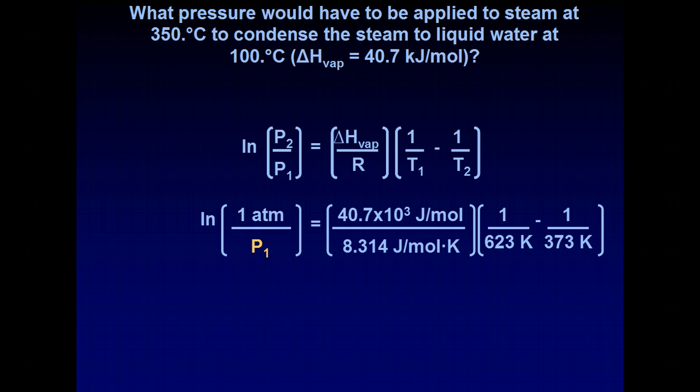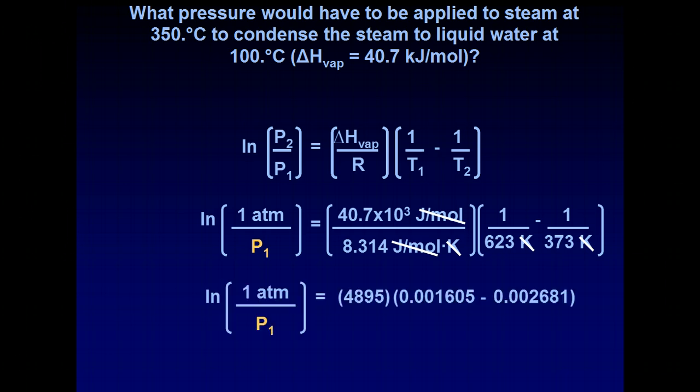This now becomes algebra. Sorry. So I'm just going to simplify the math down, cancel out my units so that I'm left with just units of pressure. And so if I simplify the ratio of the delta H to the R, I get 4,895. And if I simplify the temperatures and take the inverse of both values, I get that I would need to subtract 0.001605 minus 0.002681. And then once I've done that subtraction and multiply that difference by 4,895, I get that that's equal to negative 5.267.